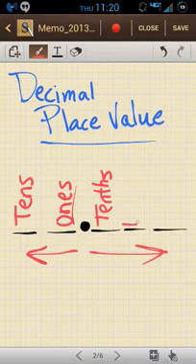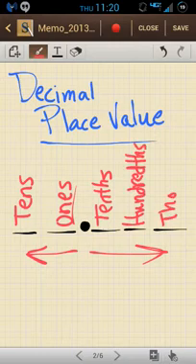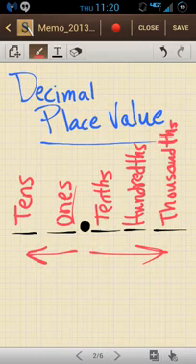Then the next one we have is the hundredths place. And after that, the thousandths place, and so on. These go on just like in regular whole numbers. So the next one after the thousandths will be ten thousandths, then hundred thousandths, millionths, and so forth.